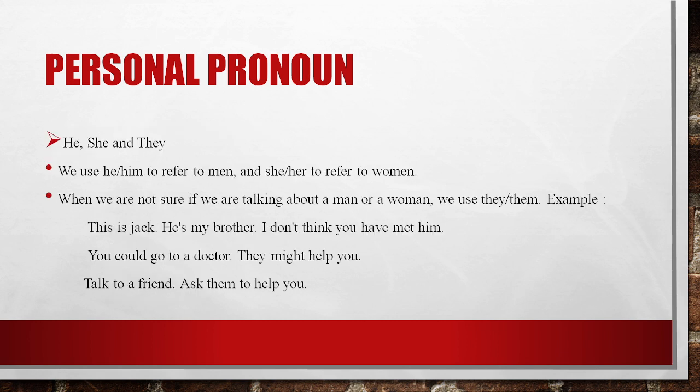So, he, she, and they. We use he or him to refer to men and she or her to refer to women. When we are not sure if we are talking about a man or a woman, we use they or them. This is Jack. He is my brother. I don't think you have met him. You could go to a doctor, they might help you. Talk to a friend, ask them to help you. So in these sentences, we can see the usage of he, she, and they.